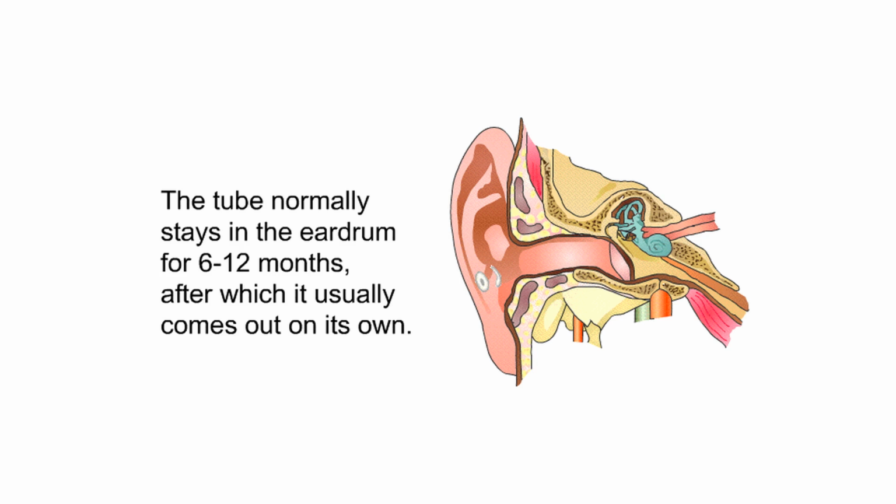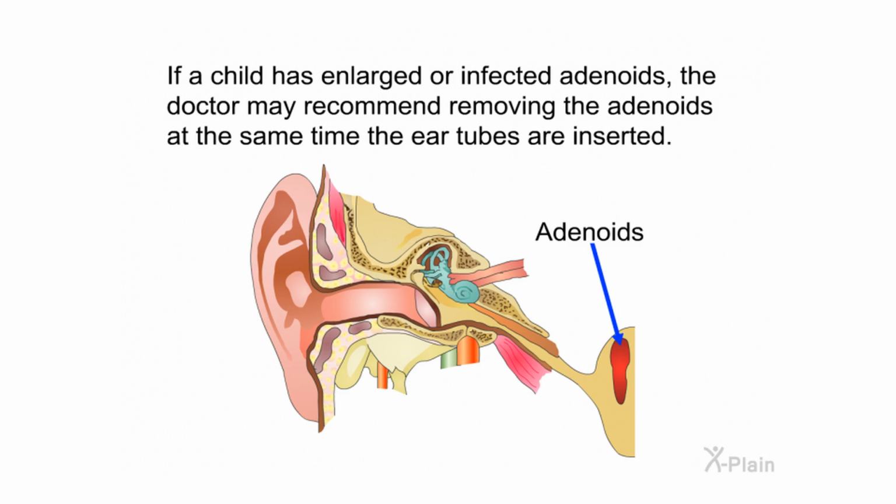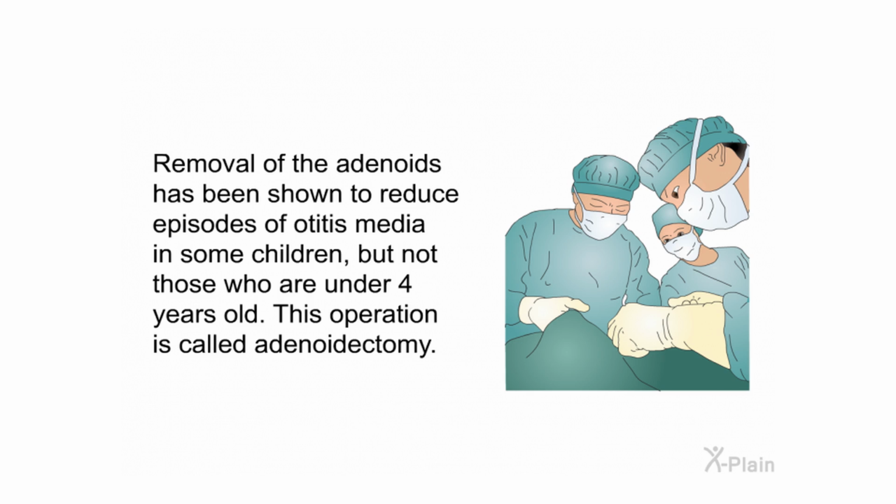The tube normally stays in the eardrum for 6 to 12 months, after which it usually comes out on its own. If a child has enlarged or infected adenoids, the doctor may recommend removing the adenoids at the same time the ear tubes are inserted. Removal of the adenoids has been shown to reduce episodes of otitis media in some children, but not those who are under 4 years old. This operation is called adenoidectomy.